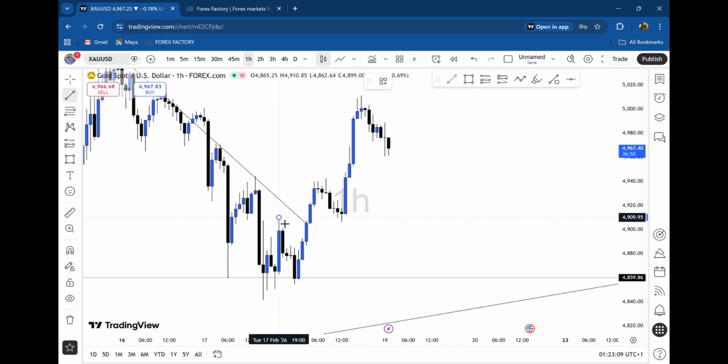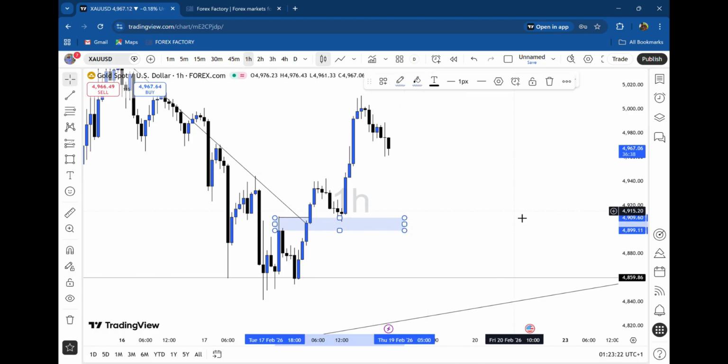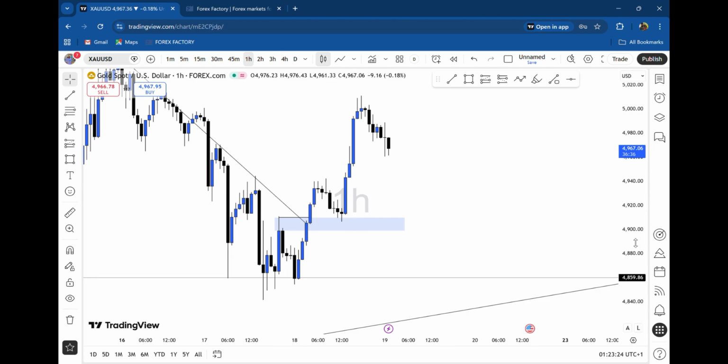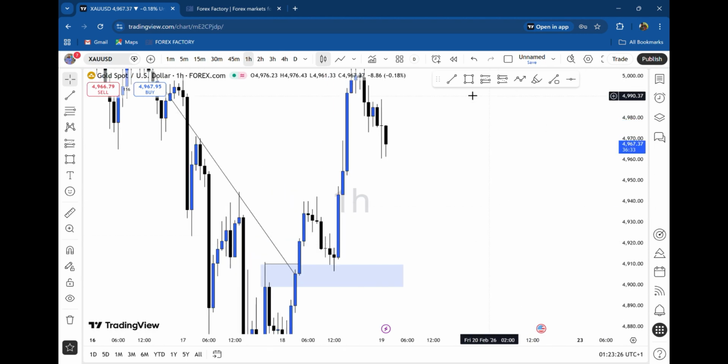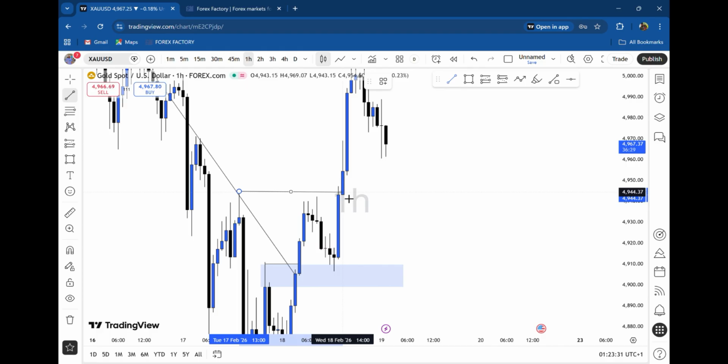See, here you see we have a market structure shift at this area, but price has already come back into this zone. Price has already come back into this zone and has already pushed up to the top. So I'll now be looking for areas where price has not yet mitigated. For example, if you look here, we have a break of structure here too, and price has not yet come back to retest it.